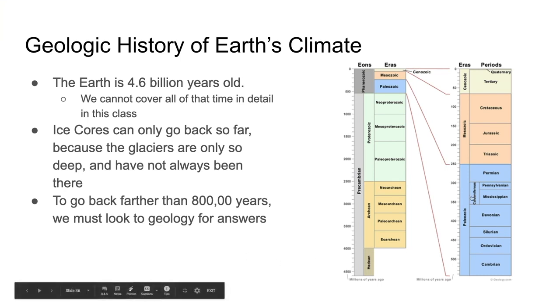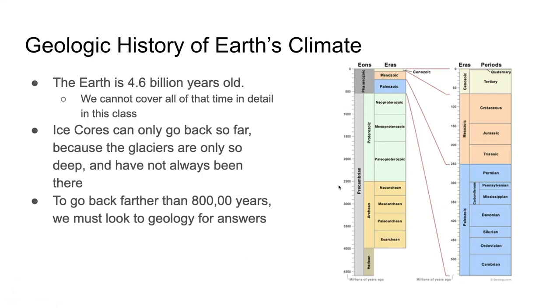So over here on the right side of your screen, you'll see a little graphic which shows the history of Earth broken up into eons, eras, and periods. And the scale is in millions of years ago. So here's today, and if we go back 65 million years, we get to the boundary between the Tertiary and the Cretaceous period. And if we go back farther, we can get to the end of the Mesozoic and get into the Paleozoic era.